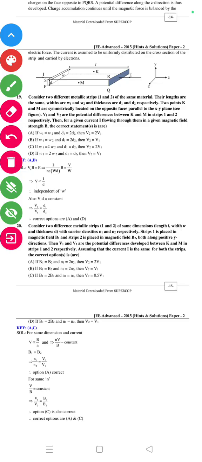So the drift velocity Vd = E = V/W, and I = n e W D Vd, so V is inversely proportional to D, independent of W. V·D is a constant. So V2/V1 = D1/D2. What will the correct options be?